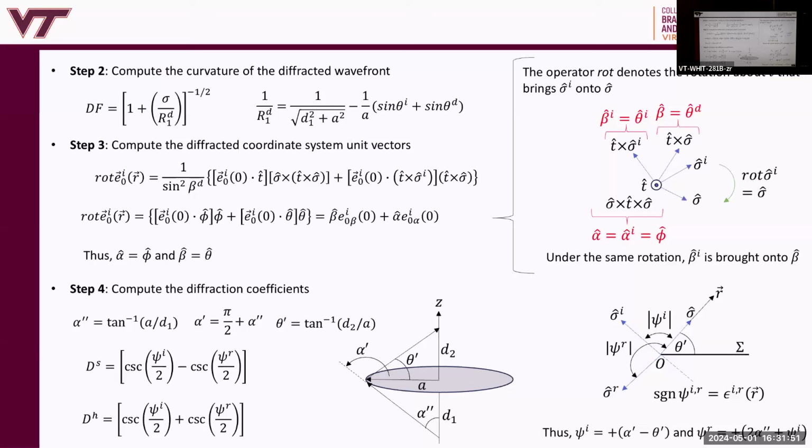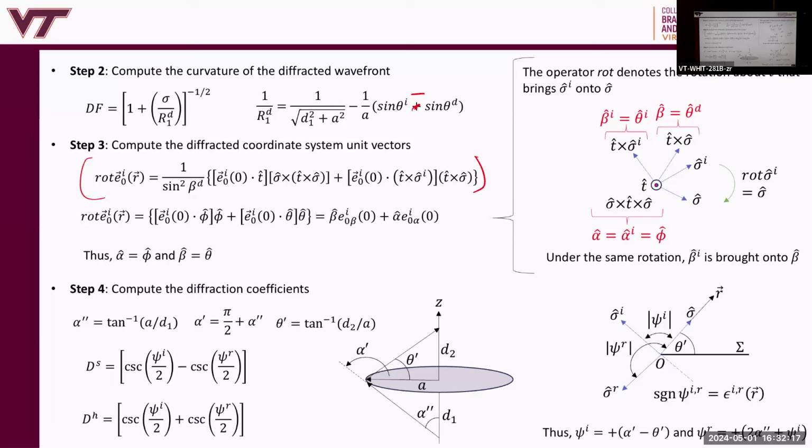Okay, so step 2, compute the curvature of the diffracted wavefront. Now that we have R1 diffracted, the radius of curvature of the diffracted wavefront, we can calculate the divergence factor, right? Except for this is now a minus sign here. And the next thing we need is to compute the diffracted coordinate system unit vectors, all right? So normally you can use this formula explicitly if you would like, but let's see what this formula says so we can understand the rotation operator a little better.